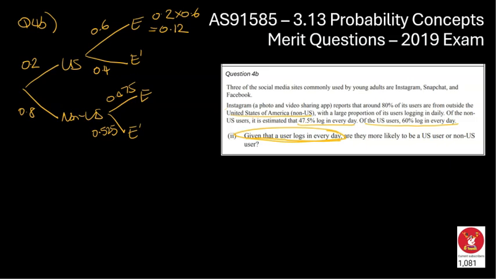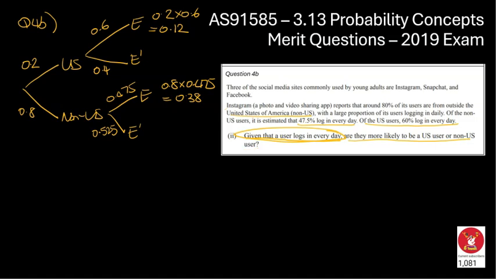I then need to do the same for the second branch. That's going to be 0.8 times 0.475, which gets me to 0.38. So these are the everyday login people. So we now need to read the question. Are you more likely to be from the US or not the US if you're one of these people that log in every day?